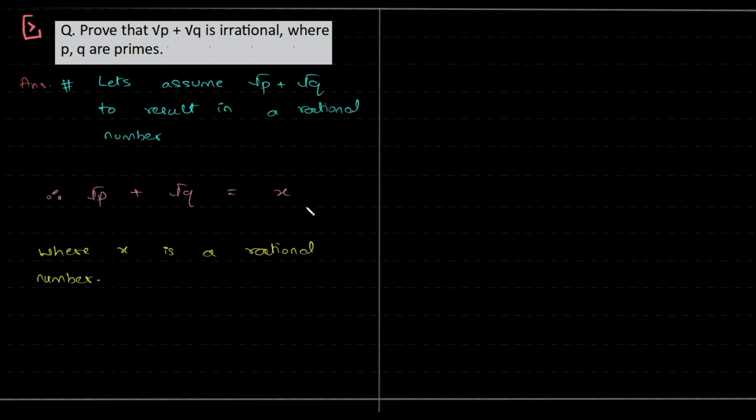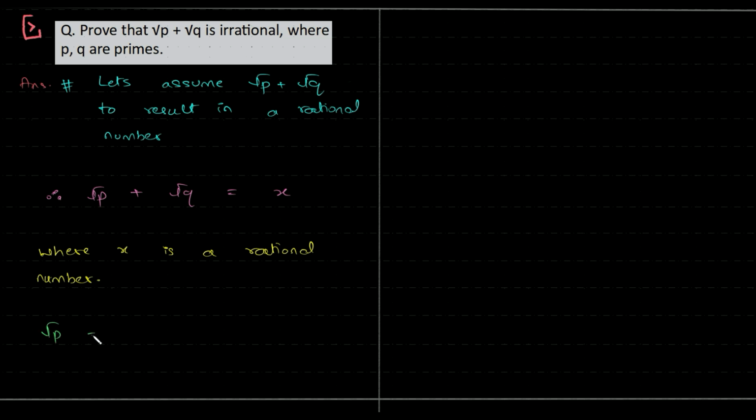Because we're assuming it results in a rational number. So we write x as a rational number. Yes, x has to be a rational number as per our assumption. Understood? Not complicated. We're just writing it to be a rational number. That's it. And now a bit of rearranging.